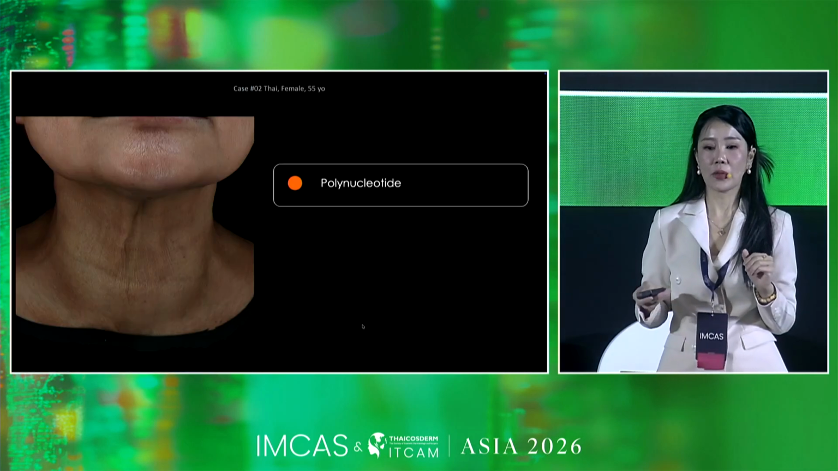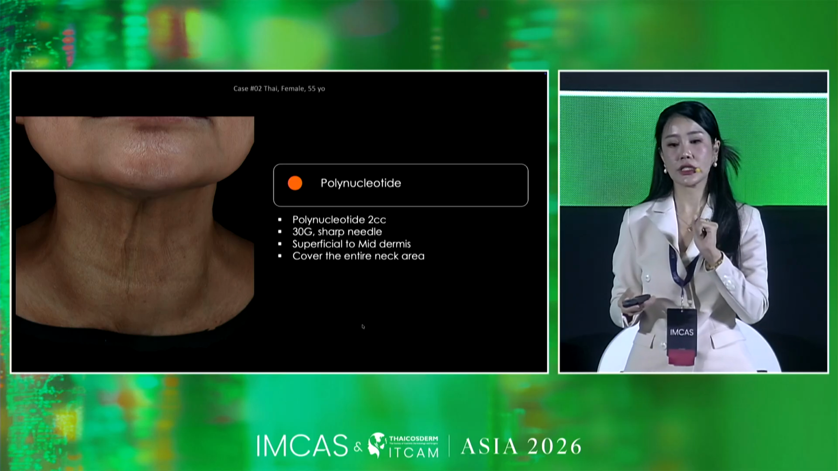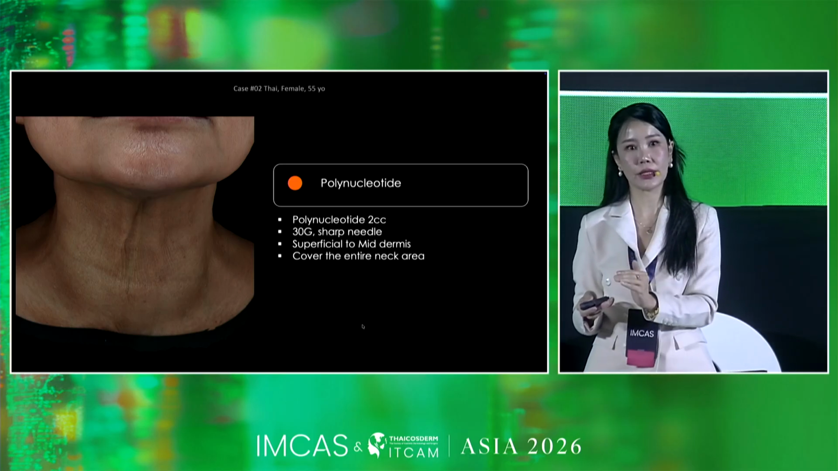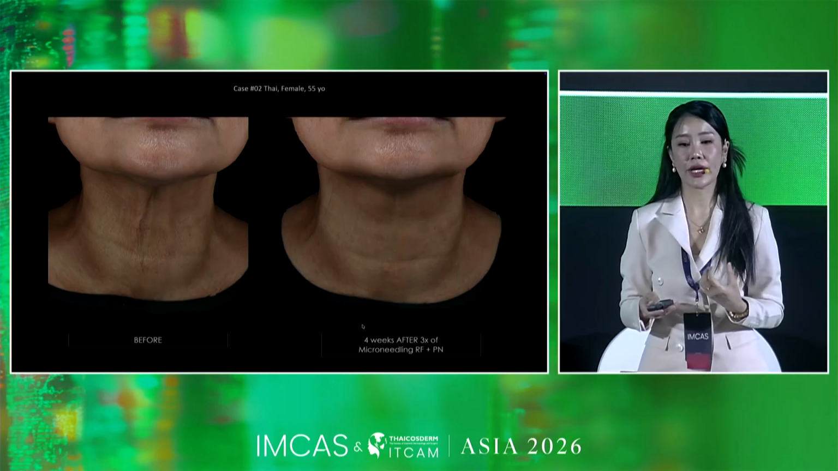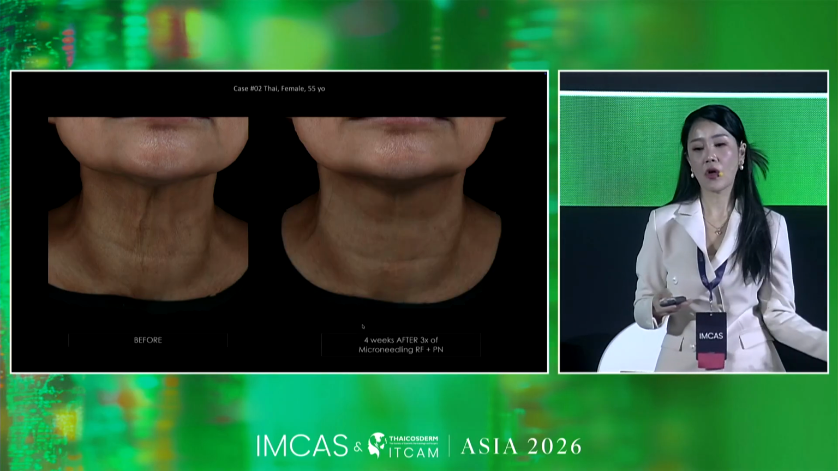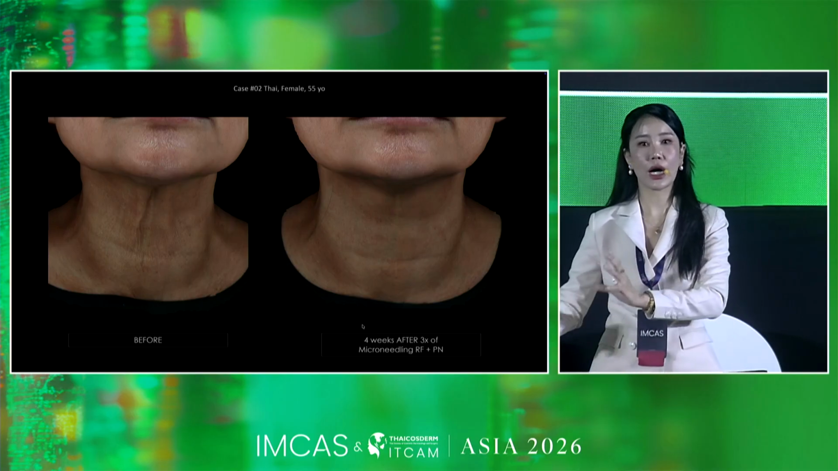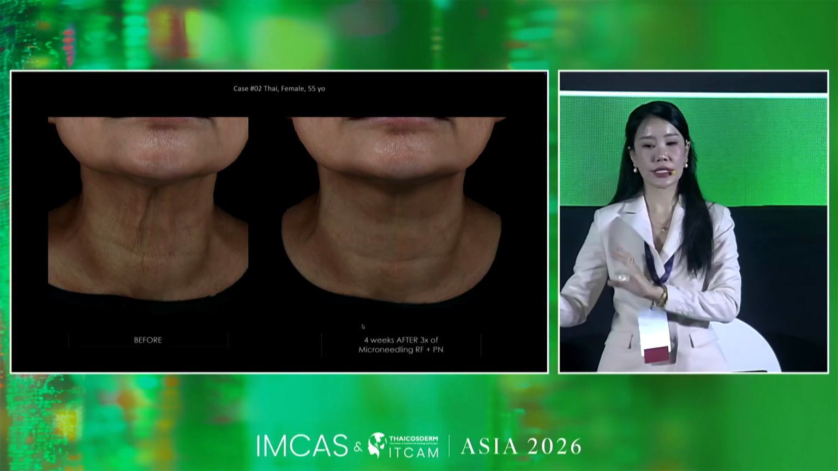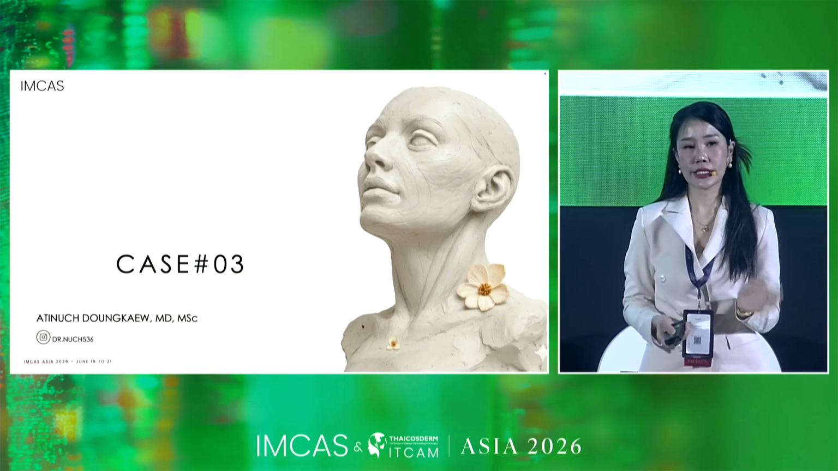For polynucleotide, in this case, I use 2 cc injected into her superficial to mid-dermis with a sharp needle to make sure it covers the entire neck area. And here is the result before and after treatment with the combination of microneedle RF and PN for 3 sessions. You can see a lot of improvement. And this is my last case.